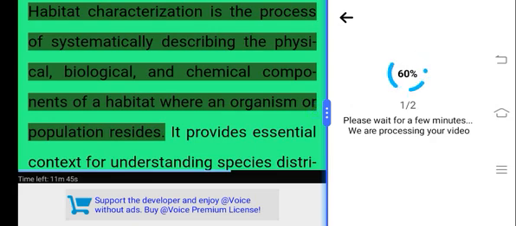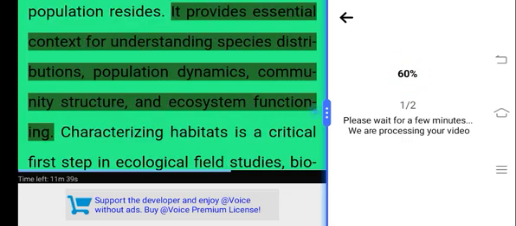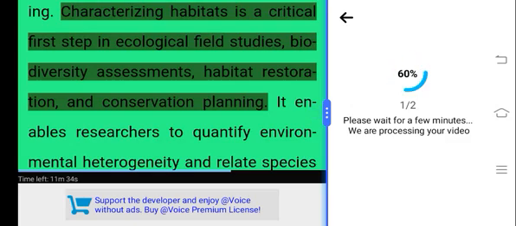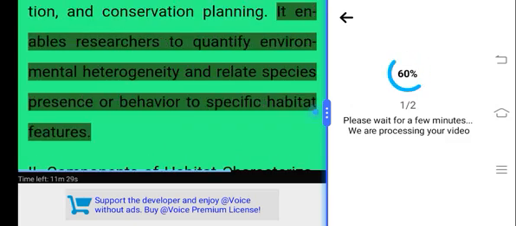Habitat characterization is the process of systematically describing the physical, biological, and chemical components of a habitat where an organism or population resides. It provides essential context for understanding species distributions, population dynamics, community structure, and ecosystem functioning. Characterizing habitats is a critical first step in ecological field studies, biodiversity assessments, habitat restoration, and conservation planning. It enables researchers to quantify environmental heterogeneity and relate species presence or behavior to specific habitat features.